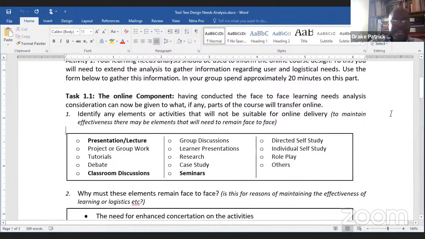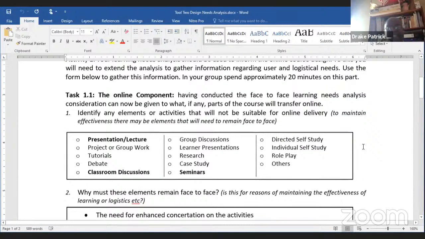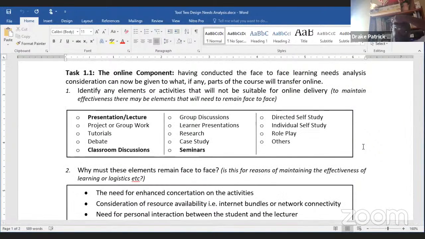So following what we did earlier, we are saying which components will not be suitable for online delivery. For our research methods for undergraduate, we simply said lectures and presentations, we design them to remain physical. Classroom discussions and seminars. The reason being that undergraduate students, we find a reason why we want those to remain. So we selected this, and you can select any other. Number two, the reasons why we would desire them to remain.